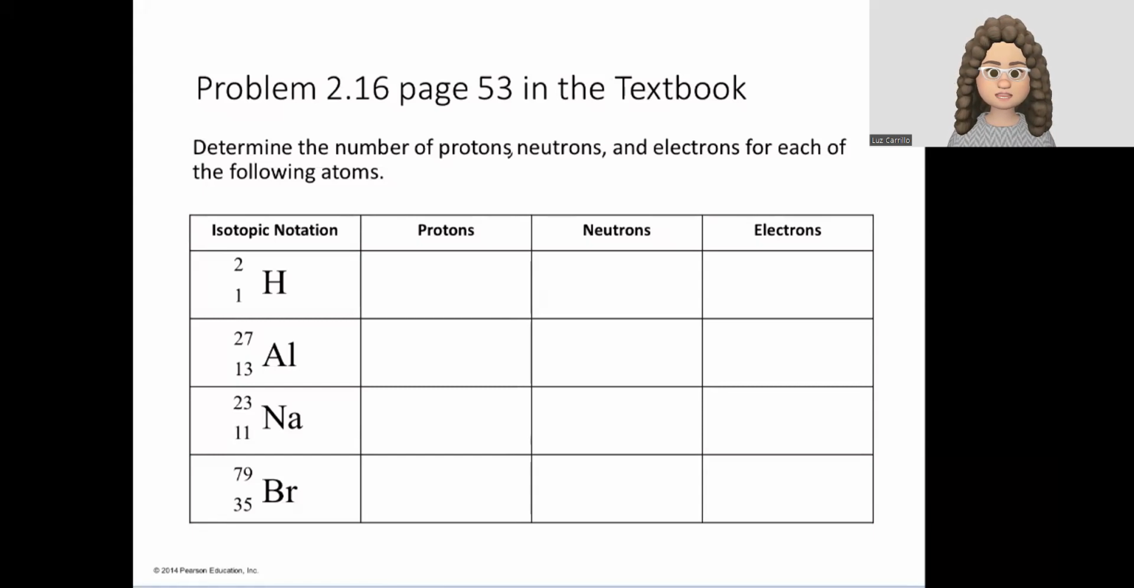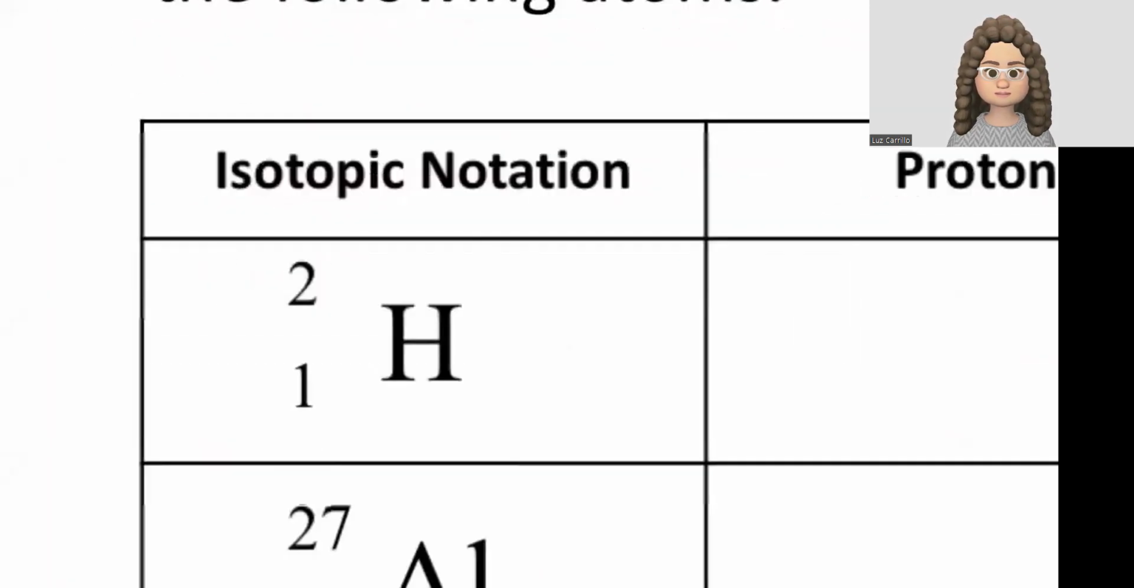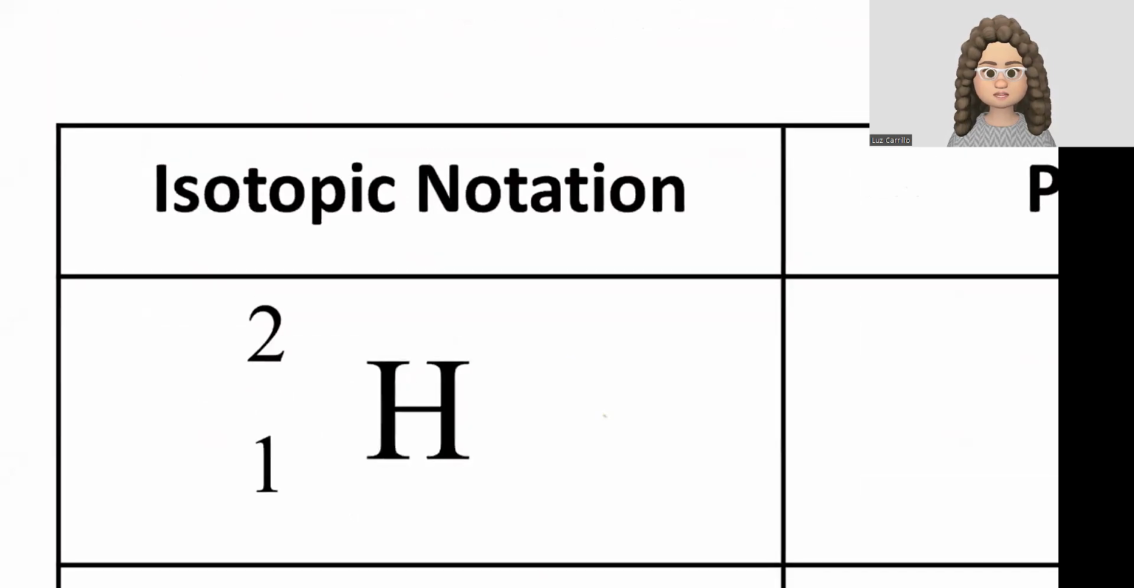And as you can see, the instructions read, determine the number of protons, neutrons, and electrons for each of the following atoms. We can observe that in this table, on the left side, we are given isotopic notations for a different number of elements. Let's first review what kind of information the isotopic notation gives us. I'm going to utilize the first example, and I'm going to label the components of an isotopic notation.